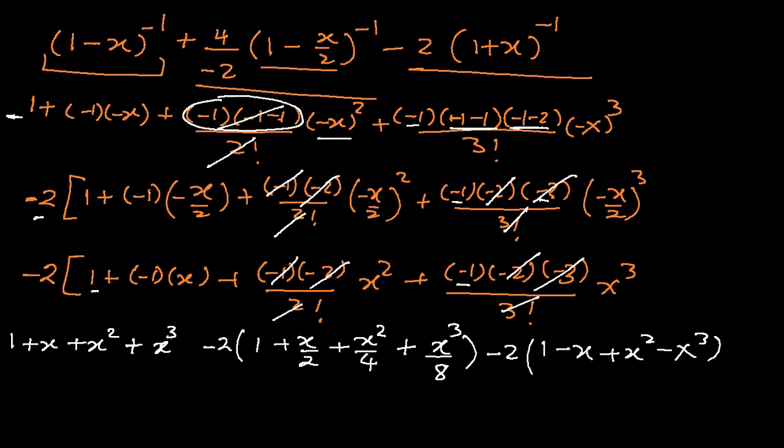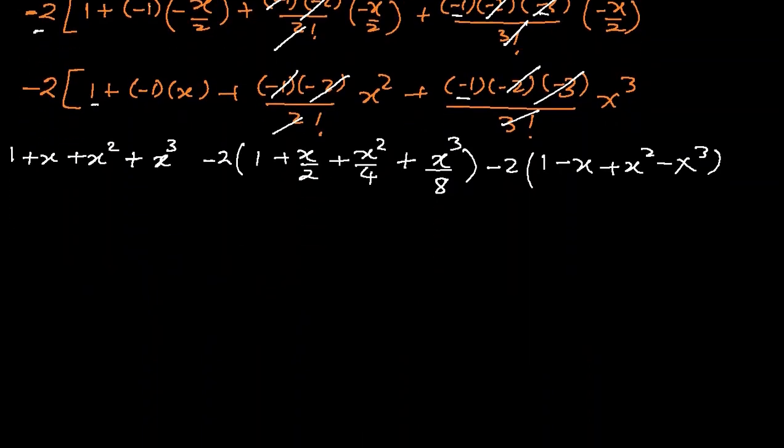Now we have all in terms of a constant, x, x square and x cube, just simplify them. So 1, I'm just collecting 1 with minus 2 times 1, then minus 2 times 1 again. Next, x. Minus 2 times x over 2 will be minus x, because 2 and 2 will cancel out. Here minus 2 times minus x will be positive 2x.